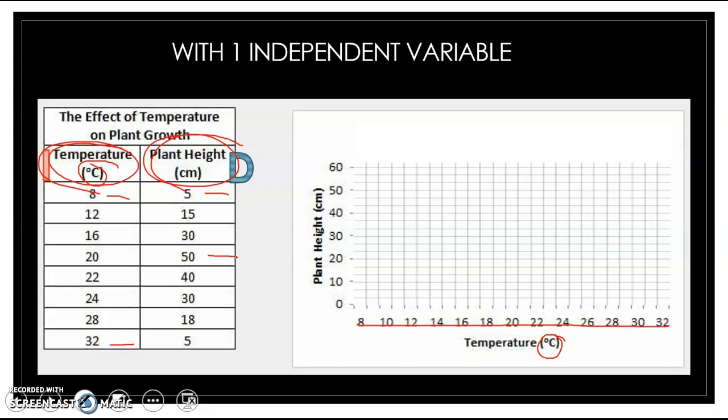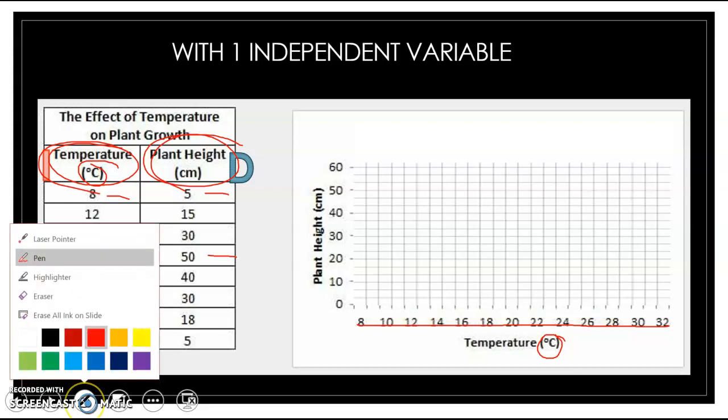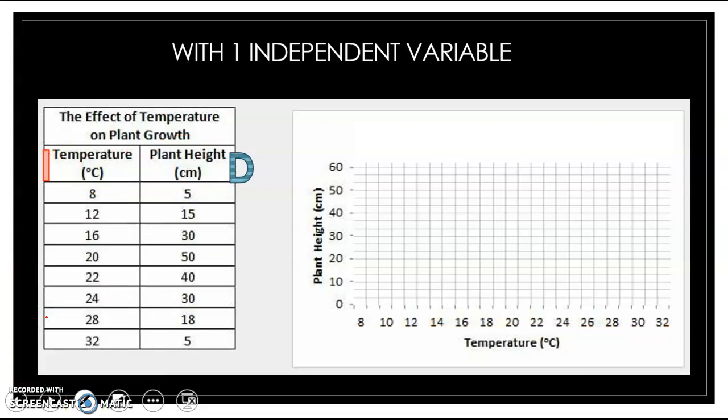All right, then you just need to plot your points. So for our first point, at temperature of 8, you have a plant height of 5. So you're going to go over here to 8 and go all the way up to 5. Notice how it's kind of in the middle. It's not quite on the line. That's just how I space them out. You can always shift your graph over to make sure it's always on the line. But as long as you keep it constant, it's okay.